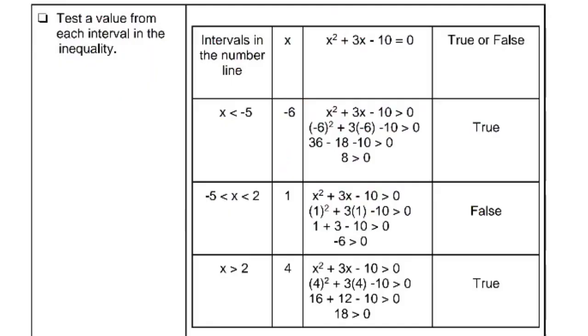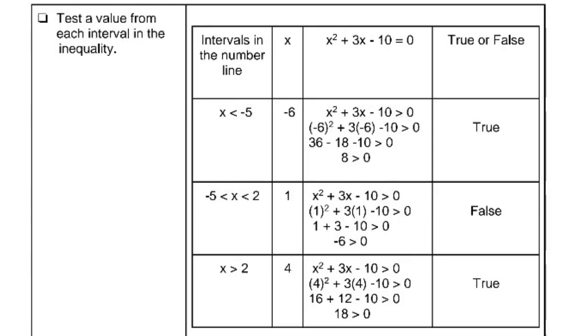Next, you're going to test a value from each interval in the inequality. The first interval is x is lesser than negative 5. You can select any number that is lesser than negative 5, for example negative 6, negative 7, negative 8, or any number, as long as it belongs to this interval. In this example, it used negative 6.